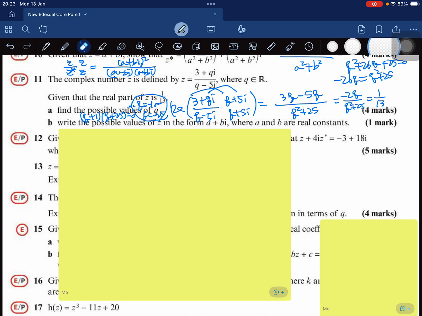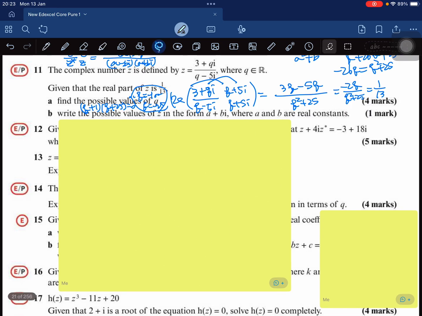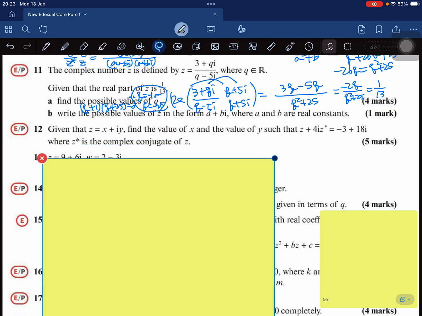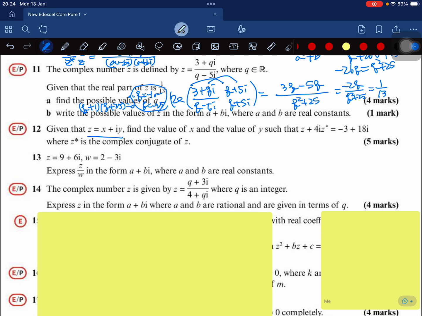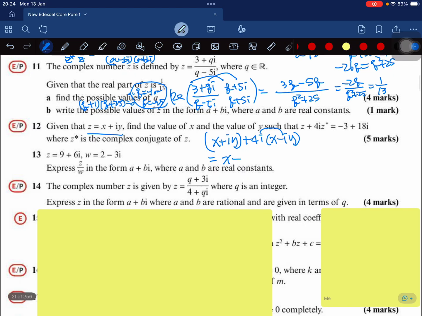Let's go for the next one, number 12. So the possible value of z. Let z equal x plus iy. So x plus iy plus 4i(x minus iy) becomes, the real part is x plus negative 4y and negative 1, which is plus 4y.